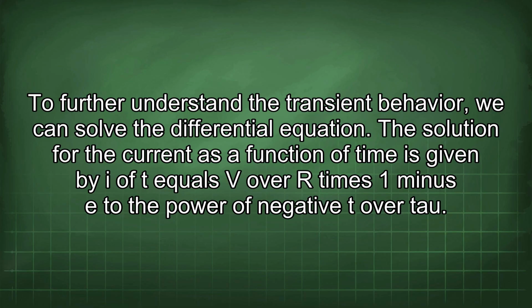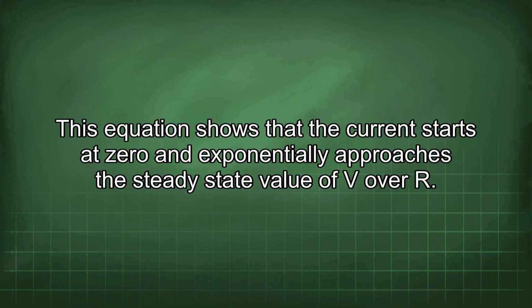The solution for the current as a function of time is given by I of t equals V over R times 1 minus e to the power of negative t over tau. This equation shows that the current starts at 0 and exponentially approaches the steady state value V over R.